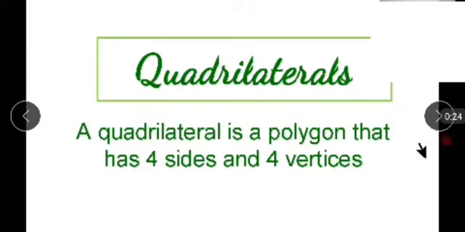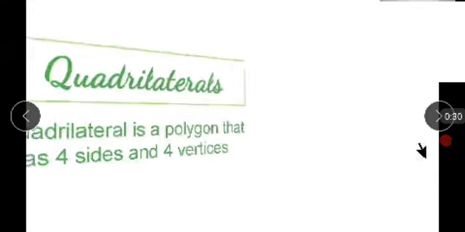By vertices we mean edges, the points and the edge. For example, look at this. This is an example of a quadrilateral. You can see it has four lines: AB, BC, CD, and DA. It also has four vertices, which are A, B, C, and D. Good. That is a quadrilateral. Every quadrilateral has four lines and four vertices.